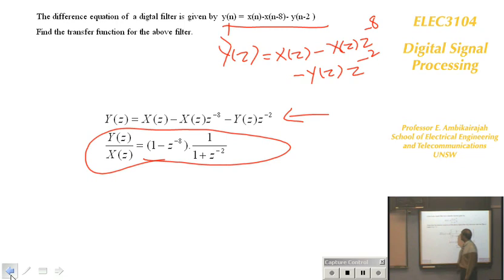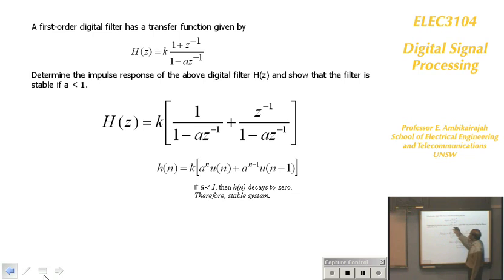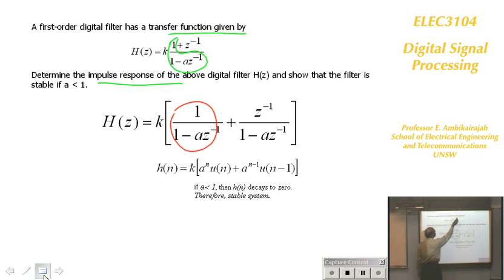And then possibly the last example, which I've done earlier. First order digital filter, transfer function given, you have to find the impulse response. To do impulse response, remember I told you to break it up into partial fractions. Here you can group them together, and if you break it up that way, you get one part, and then you break this one, divide them individually, and you get the second part. Then look at the inverse transform. This will be a to the n u(n), fine.